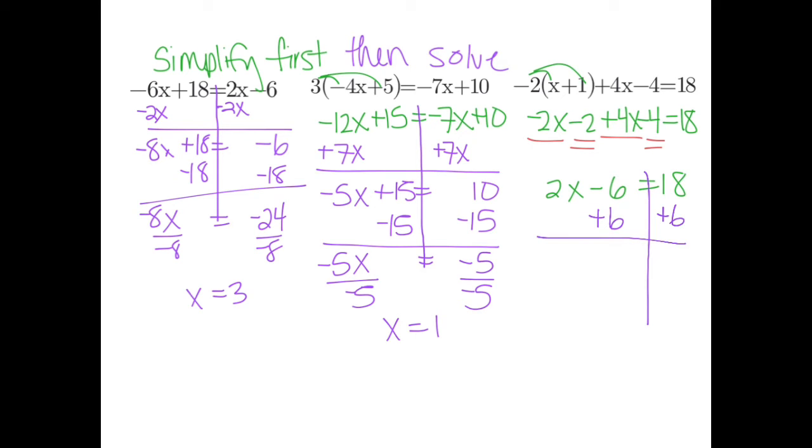Because the variable is only on one side of the equation, I can just go straight into inverse operations with my constants by adding 6 to both sides and then dividing by 2 to get x equals 12.